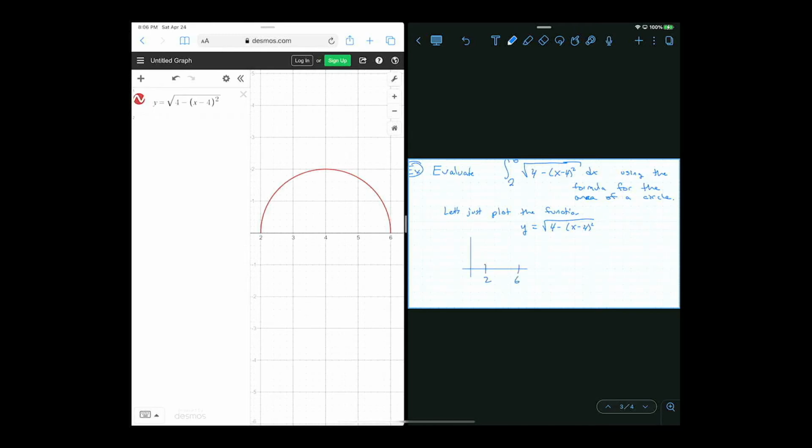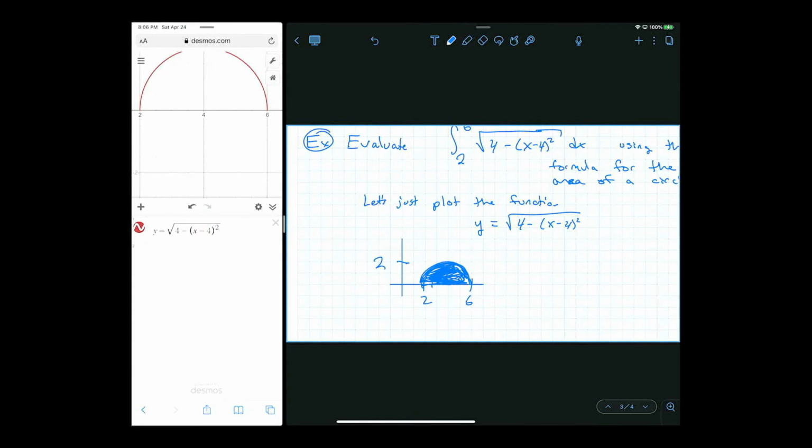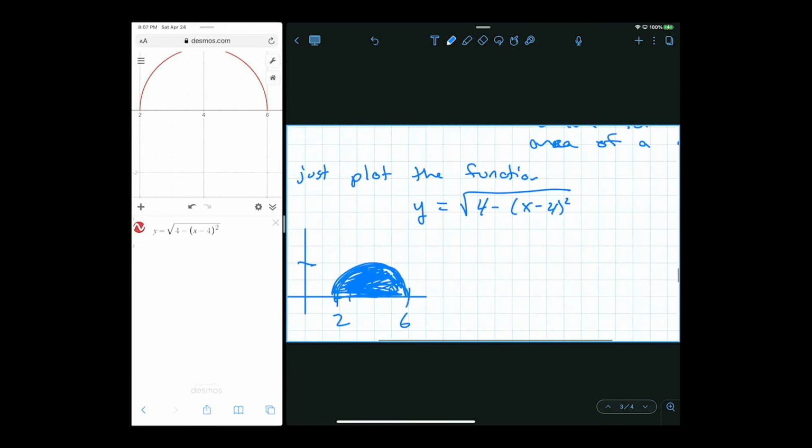2, 6. That's the worst circle I ever saw. Let's keep scribbling and eventually it'll look okay. All right, so that's what we're talking about here. This looks like it goes up to 2, and this is a half circle. Okay, so all they want you to do here is find this area using geometry.